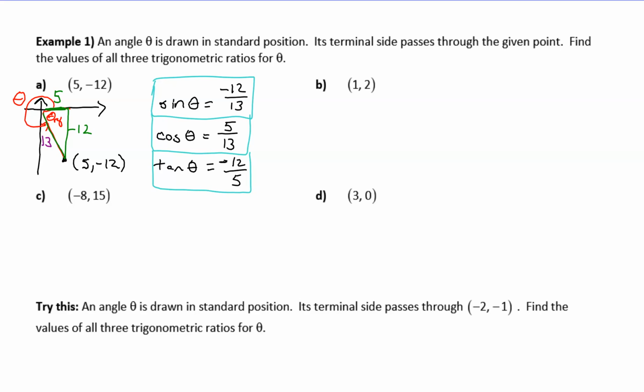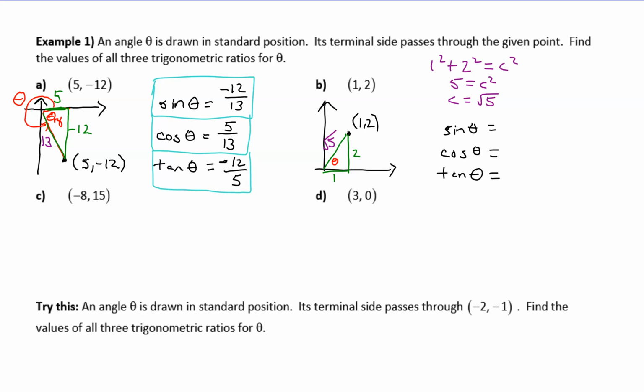Now let's take a look at B, where the ordered pair is (1, 2), which would be located in the first quadrant. Once we plot the point, we can draw the reference triangle, then label the sides. The next step will be to find the value of the hypotenuse, which turns out to be the square root of 5. Now we can use SOHCAHTOA to find the values of sine theta, cosine theta, and tangent theta.